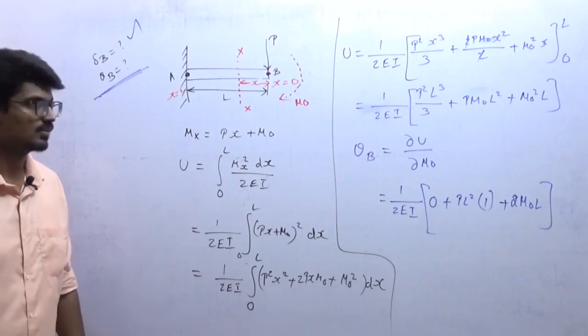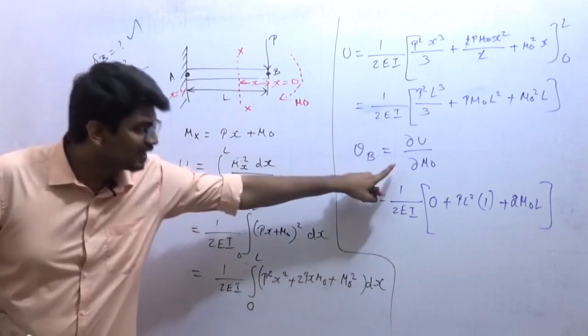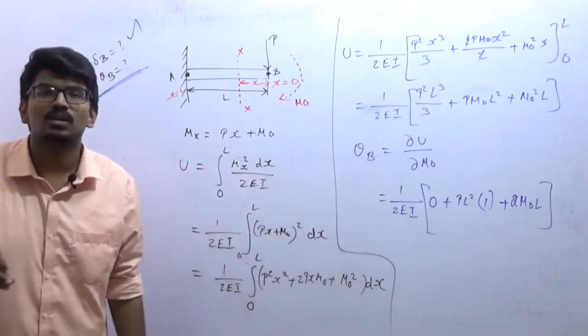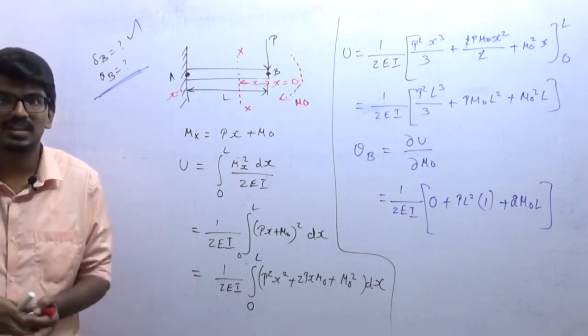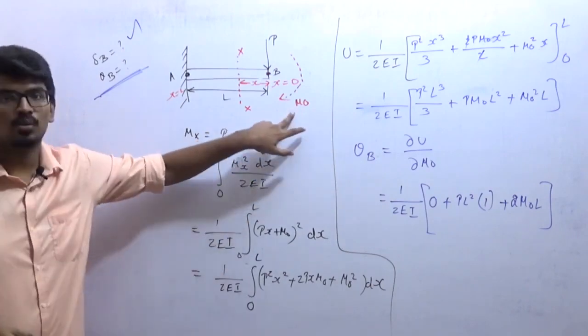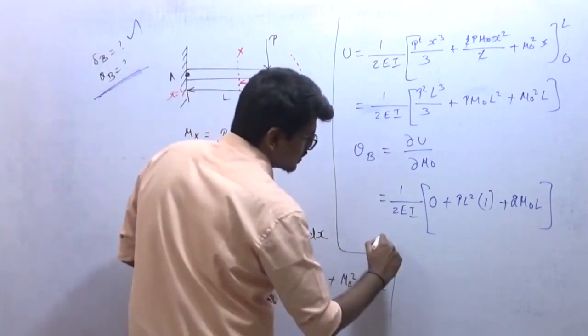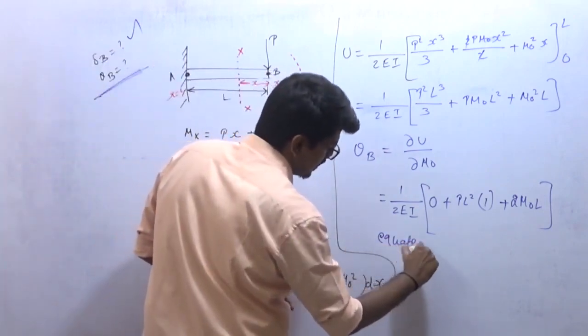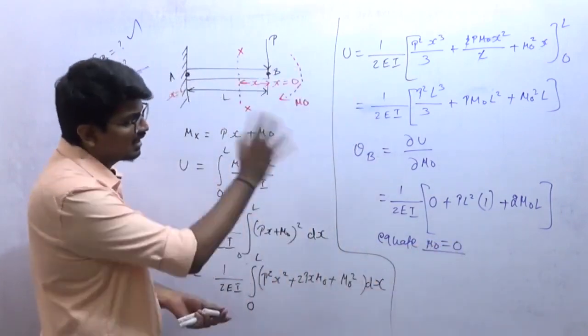Now what is the next step? What I said, if I introduce a hypothetical load, after differentiating, equate all the hypothetical loads to 0. Hypothetical load means it may be a load or it may be a moment. In this case, I am introducing a hypothetical moment. So equate all the hypothetical moments to 0, which means equate M naught to 0. If I do that, I will get theta, that's it.